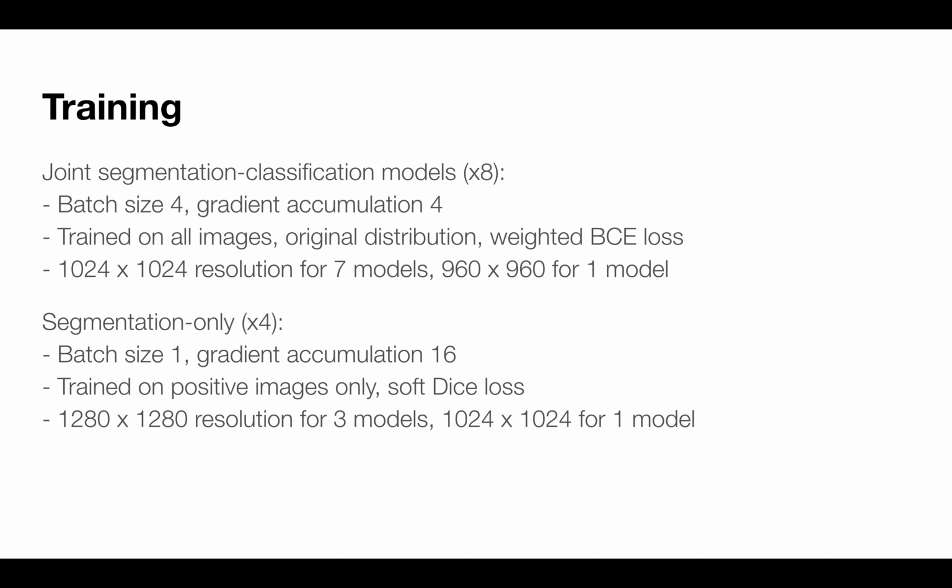We used a batch size of 4, gradient accumulation of 4 for an effective batch size of 16. These models were trained on all images, original distribution, weighted binary cross-entropy loss. Resolution was 1024 by 1024 and 960 by 960. For segmentation-only models, the goal was to get better segmentation precision, so we trained on positive images only with a soft dice loss. We used a batch size of 1, gradient accumulation of 16, 1280 by 1280 resolution, and 1024 by 1024 resolution.